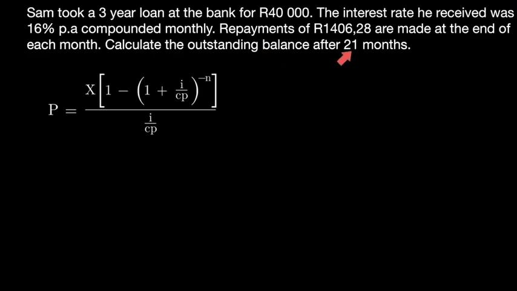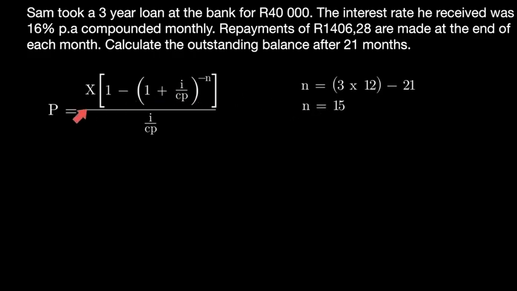So we already made 21 payments, because this is after 21 months. So to calculate the amount that we still need to pay, N is equal to 3 years, times the compound periods, which is 12 because it's compounded monthly. So 3 times 12, and then we subtract 21 because we already made 21 payments. So the number of payments that we still need to make is 15. So we are going to calculate the present value of the 15 payments that are still outstanding.